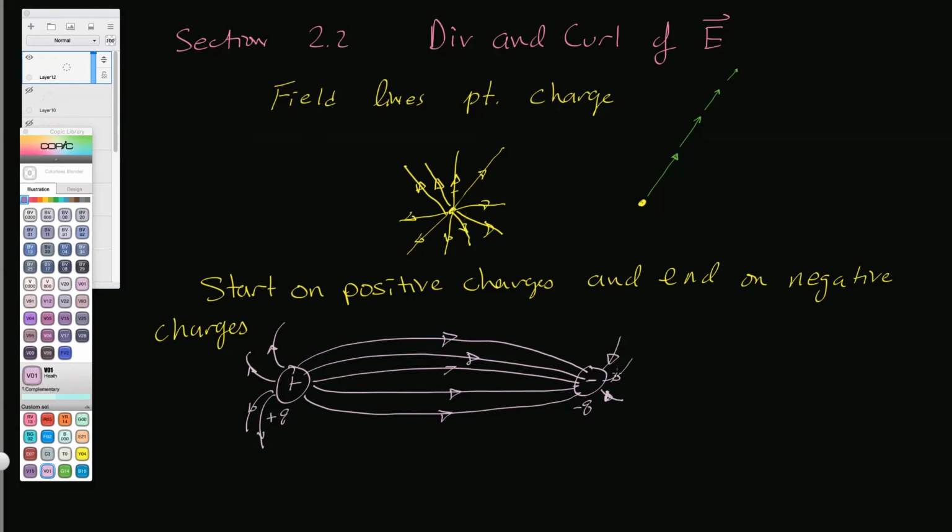In this model of field lines, the flux through a spherical surface, we write as big phi E, which means the flux of the electric field, and it's defined as the surface integral of E dot dA. You've seen that, and it's a measure of the number of field lines that pass through S.